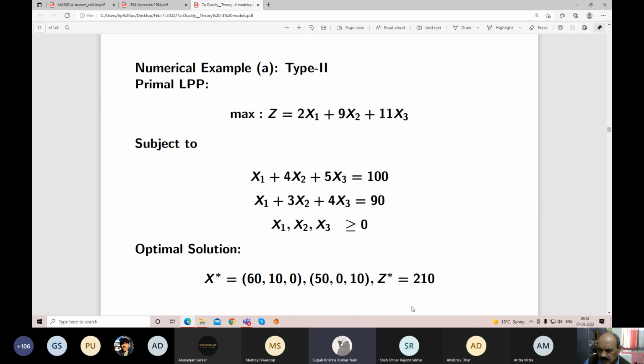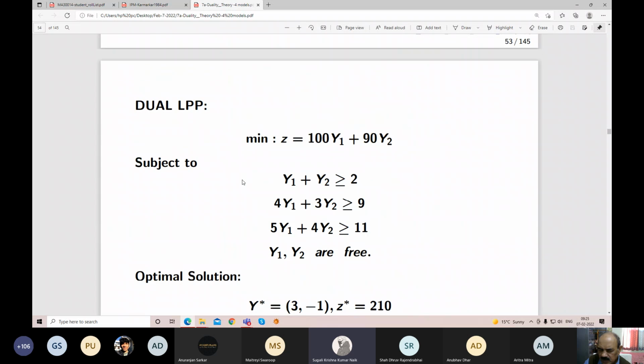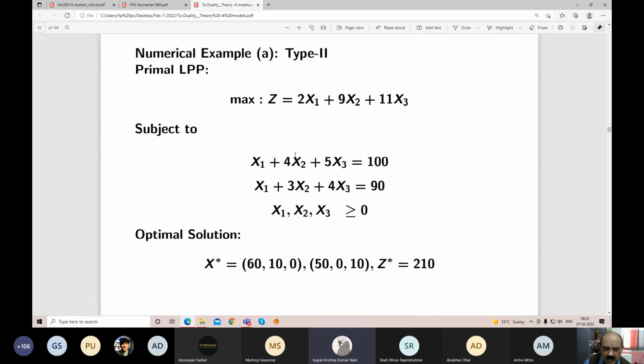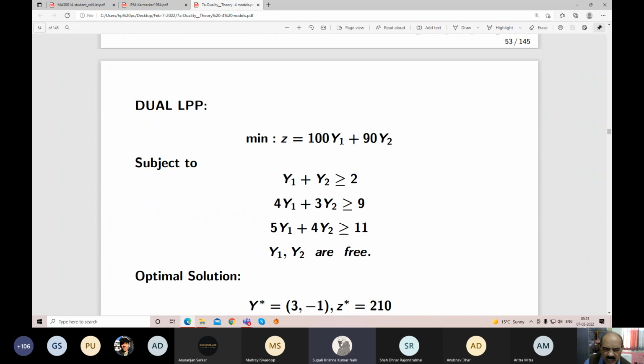Okay, in this manner. Minimize type, this is maximization. With respect to maximization, it is minimization. Minimize 100 y1 plus 90 y2, subject to y1 plus y2 greater than or equal to 2, 4y1 plus 3y2 greater than or equal to 9, 5y1 plus 4y2 greater than or equal to 11. y1, y2 are free.